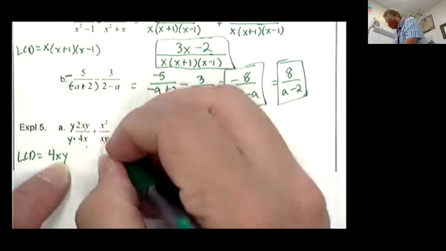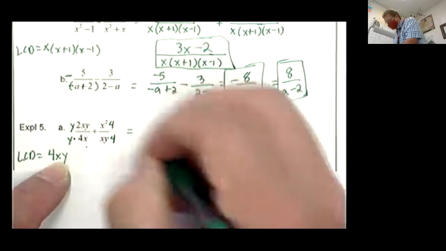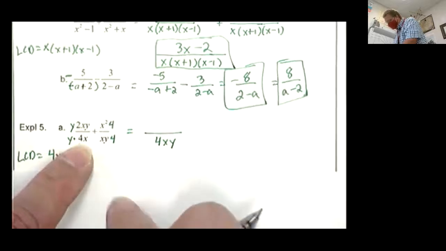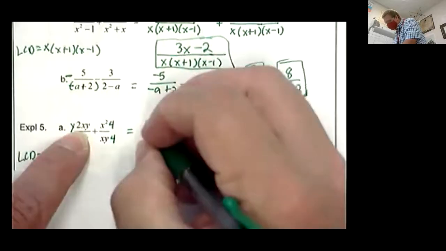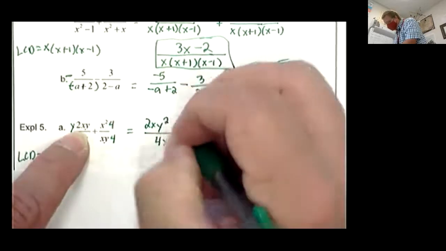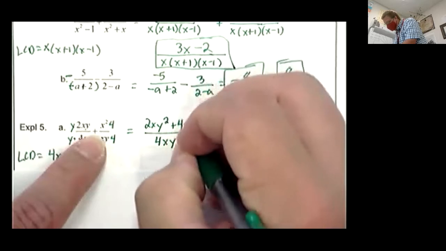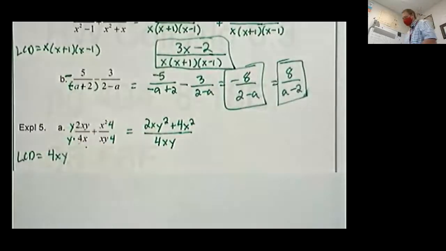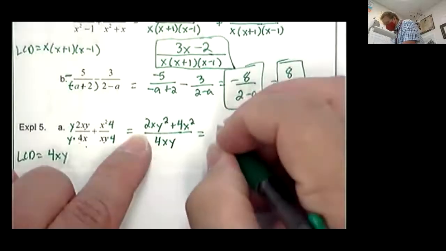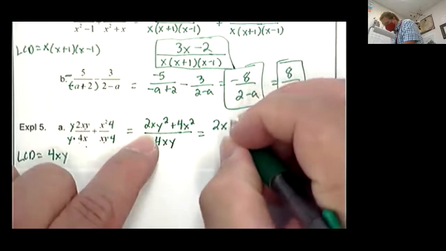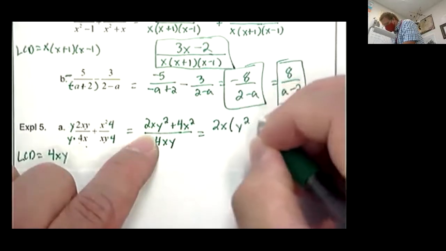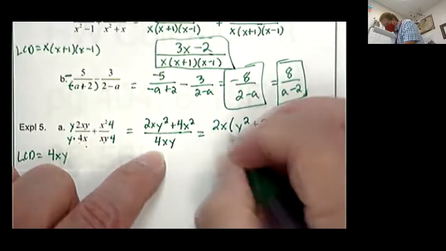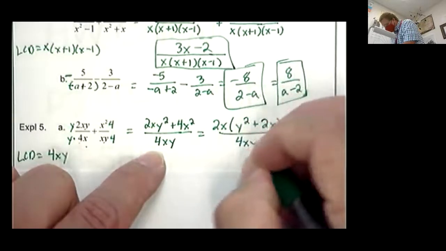This one's missing a 4. So I'm going to multiply by 4. Now my least common denominator is 4xy. I'm going to have then 2xy squared plus 4x squared. Again, we want to factor. The numerator will factor out a 2x as the greatest common factor. That leaves us with y squared plus 2x, all over 4xy. Why do we do that?